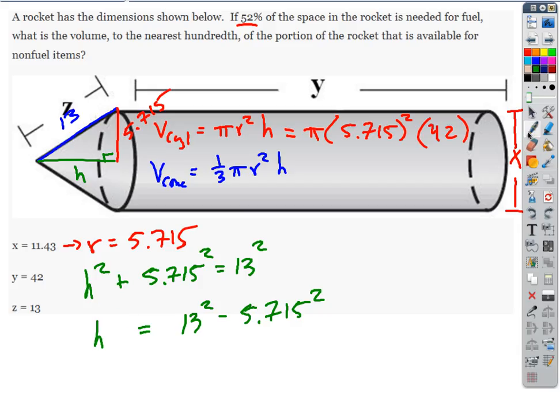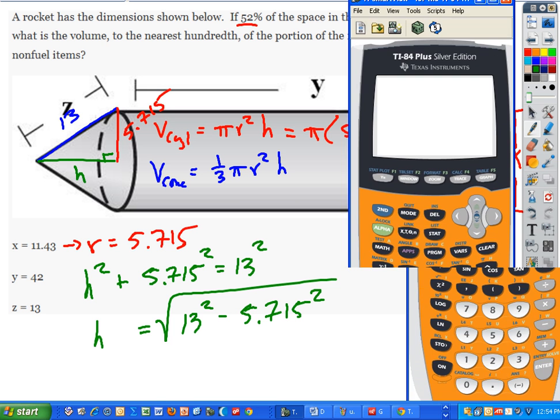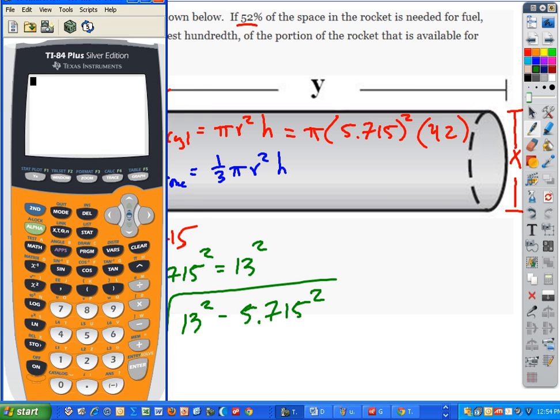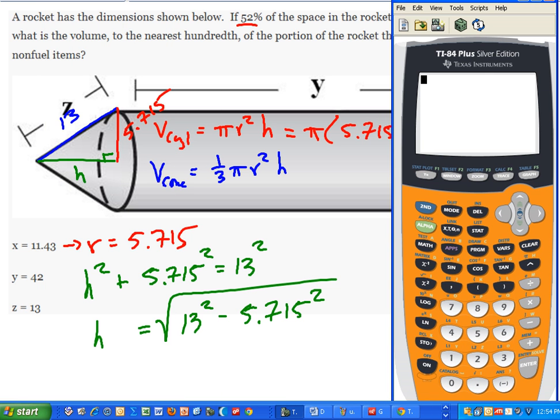So let's do this. Let's calculate. How about if we calculate height first? So the height of the cone is the square root of 13 squared minus 5.715 squared. There's the number, right? That's the height of the cone.